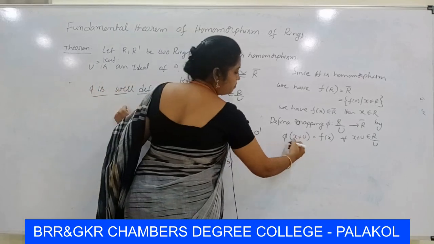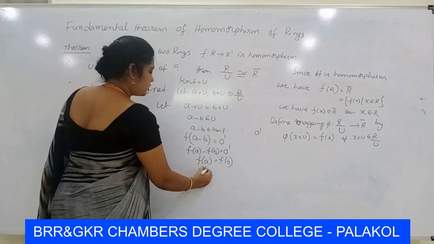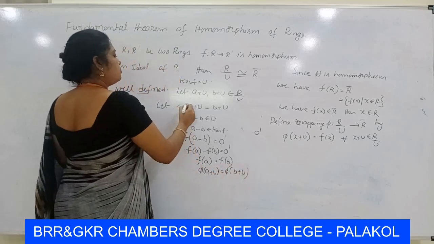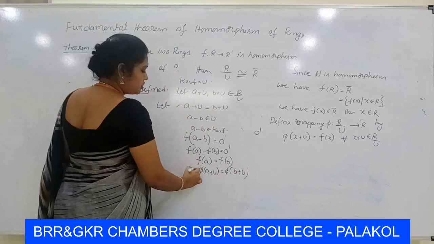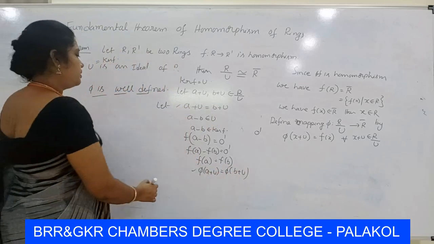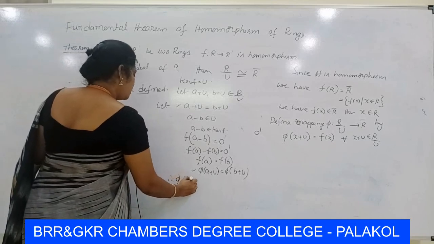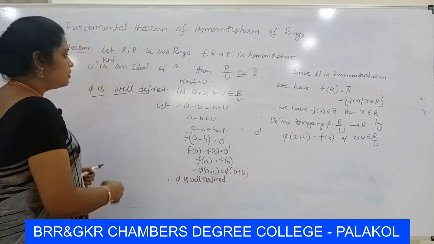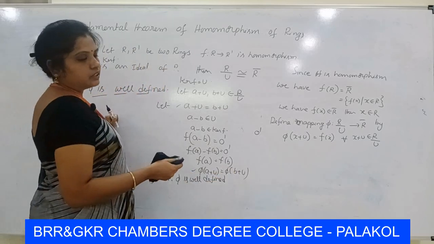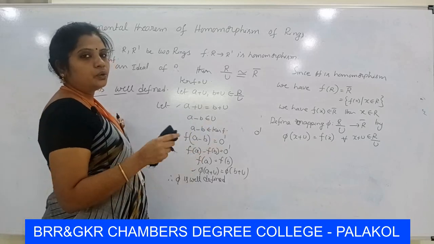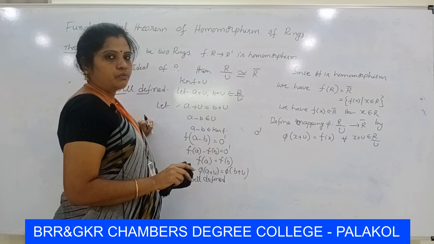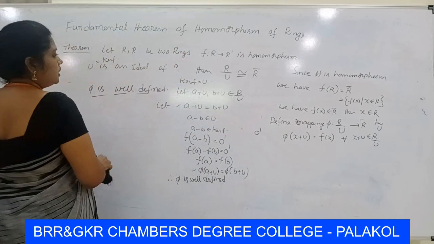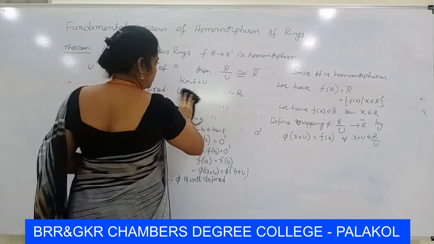F of A is phi of A plus U and F of B is phi of B plus U. Here we have A plus U equal to B plus U, so their images are equal, and phi is well defined. Our mapping is a well defined function. Now we prove phi is 1-1, onto and a homomorphism, then it will be an isomorphism. Then we call R by U isomorphic to R bar. But here we have to prove phi is 1-1.